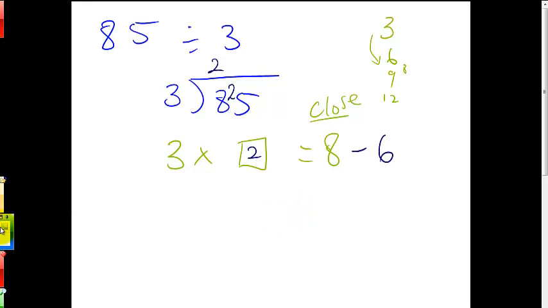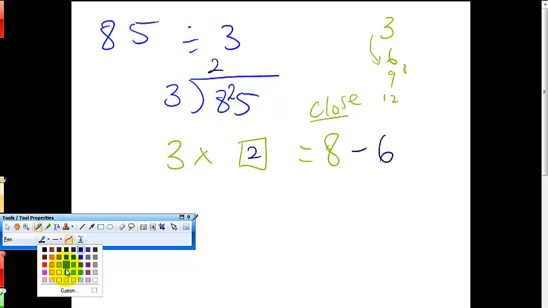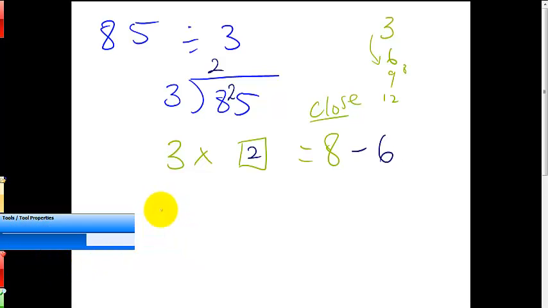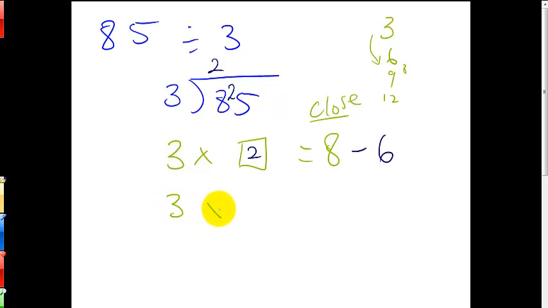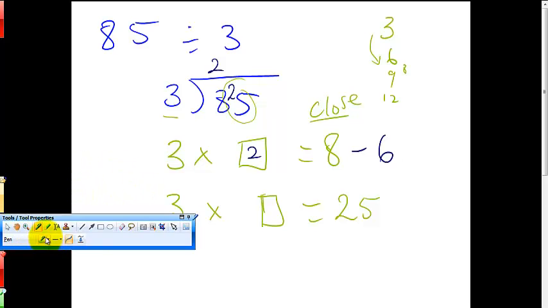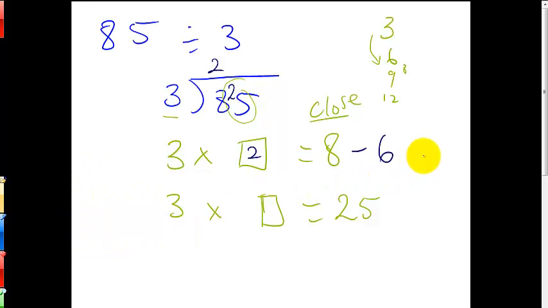Cool. Let's do it again. Three times box equals now. So 3, because of this, times always, and then box is always as well. Times, now you want to get 25. So 3 times box equals 25. Cool. Okay, well, let's go again. So let's get that color again. All right, here we go.